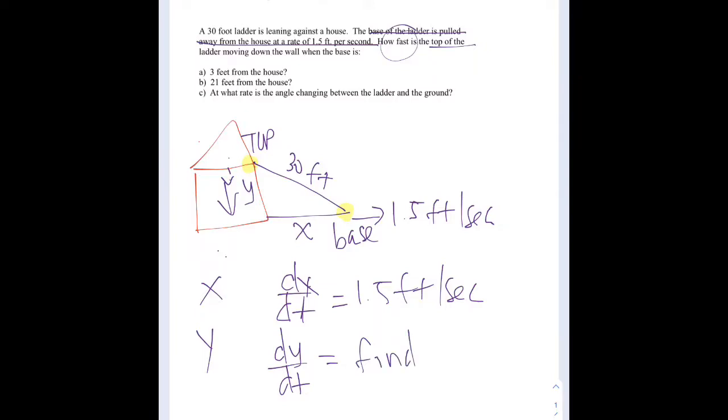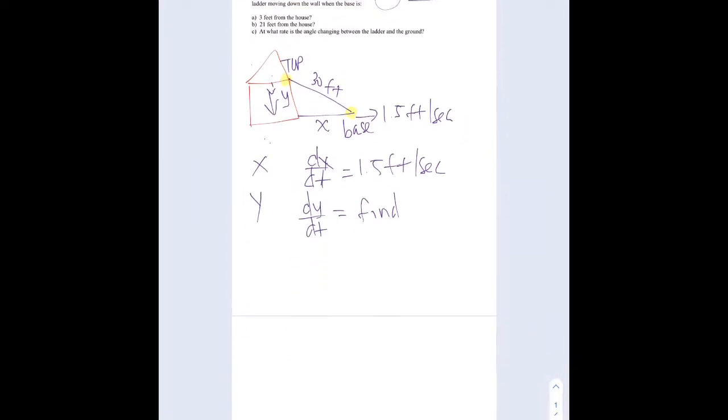So then we have to decide, well, what is my equation that I'm going to use? Well, this is based on the Pythagorean theorem. I have a right triangle. Now, this is where some kids get confused. This is really where the make or break part is.